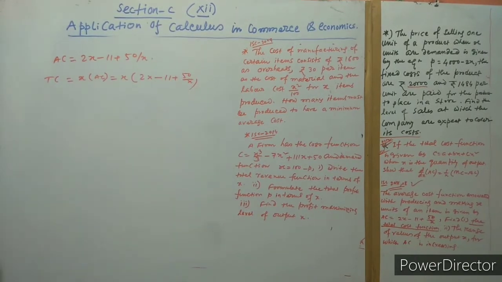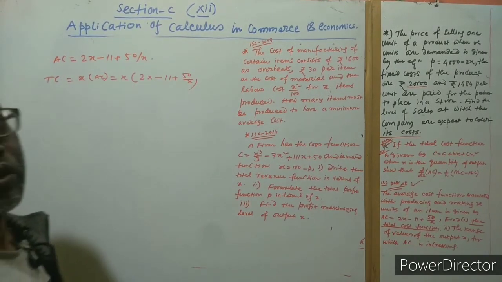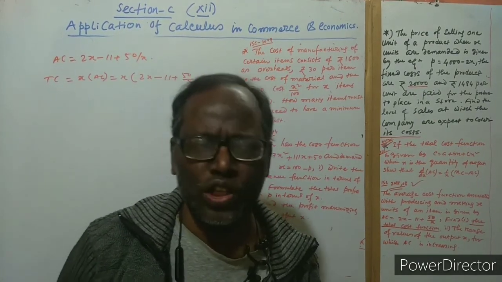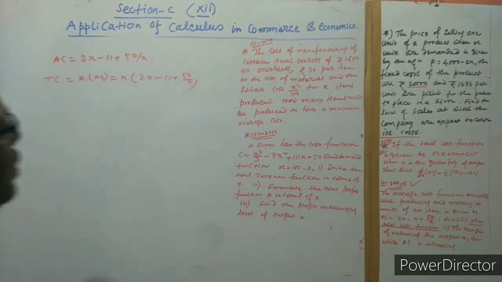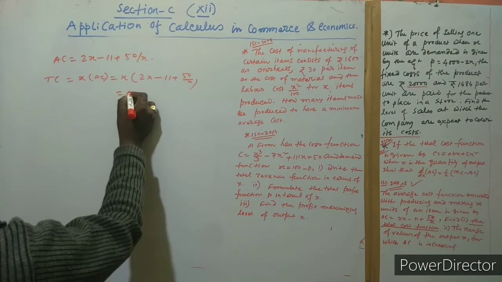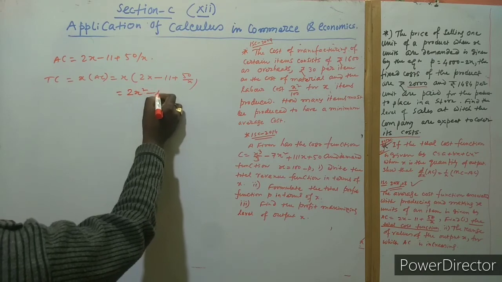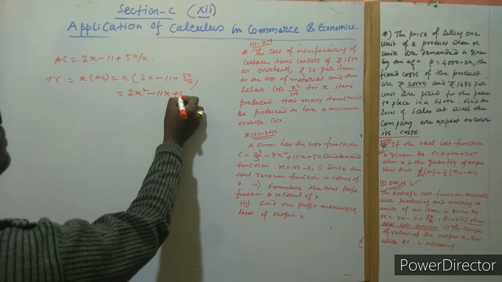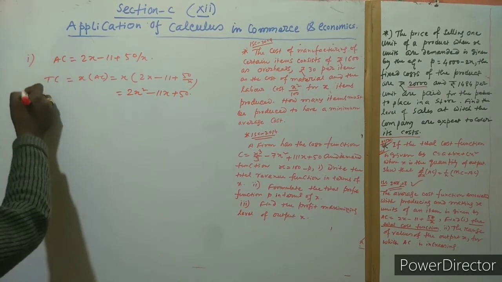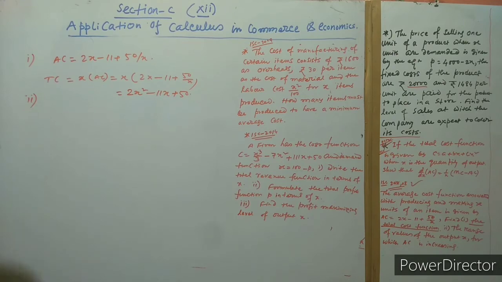Actually, this is average cost. What is called the average cost? So average cost is equal to the cost function by x. So cost function is equal to x into AC. Okay, so this is x into AC. So multiply this, we get here 2x square minus 11x plus 50. This is the total cost. And this is number one, and this is your number second.